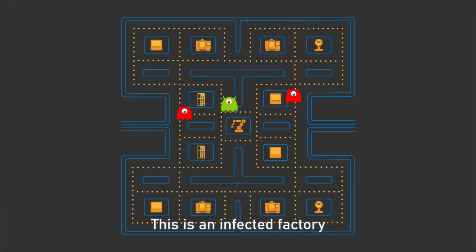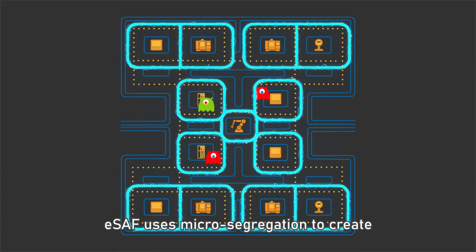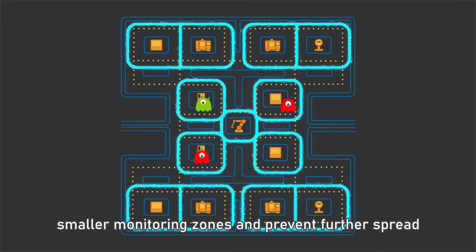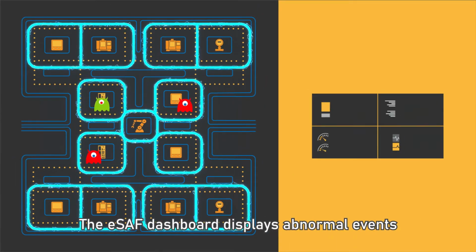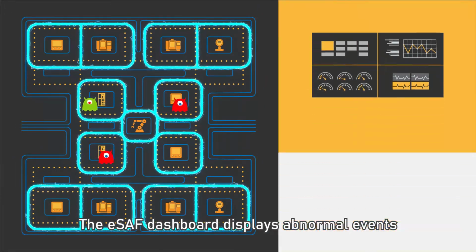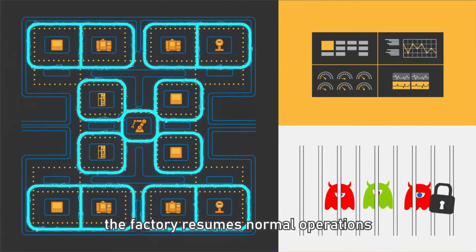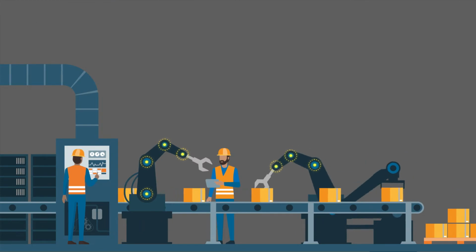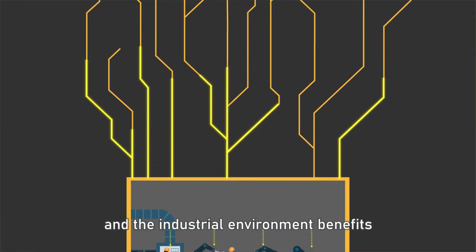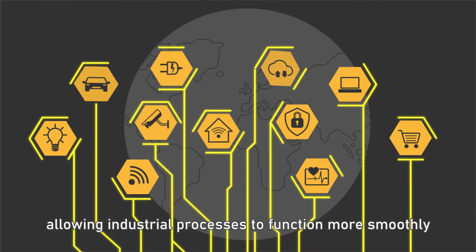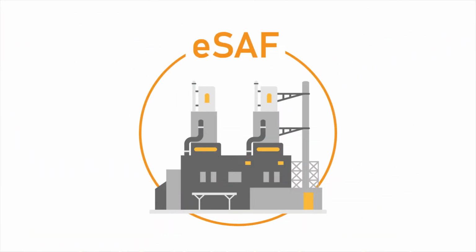This is an infected factory. eSAF uses micro-segregation to create smaller monitoring zones and prevent further spread. The eSAF dashboard displays abnormal events. Viruses and malware are disposed of. The factory resumes normal operations. And the industrial environment benefits, allowing industrial processes to function more smoothly.